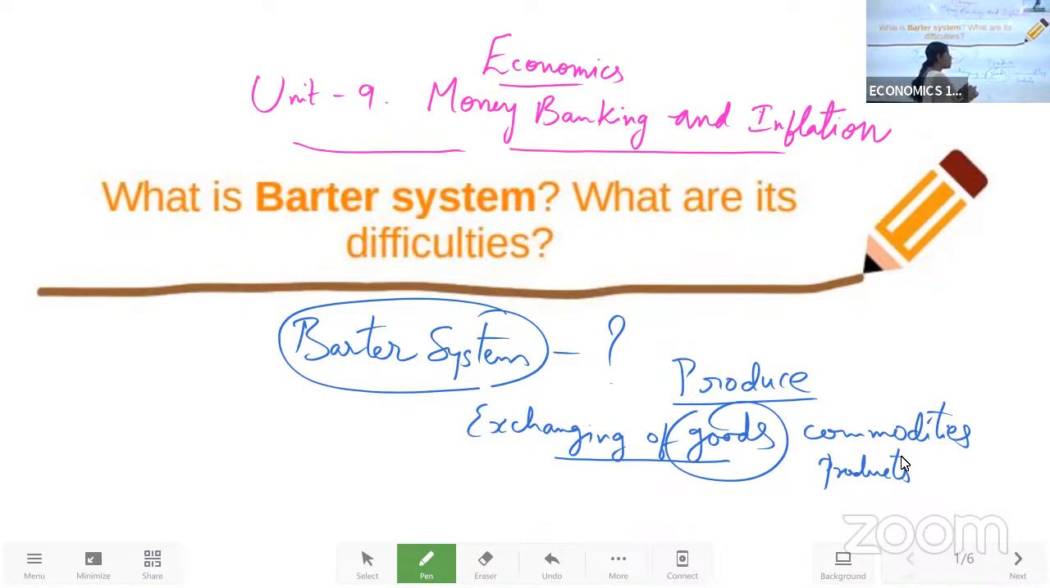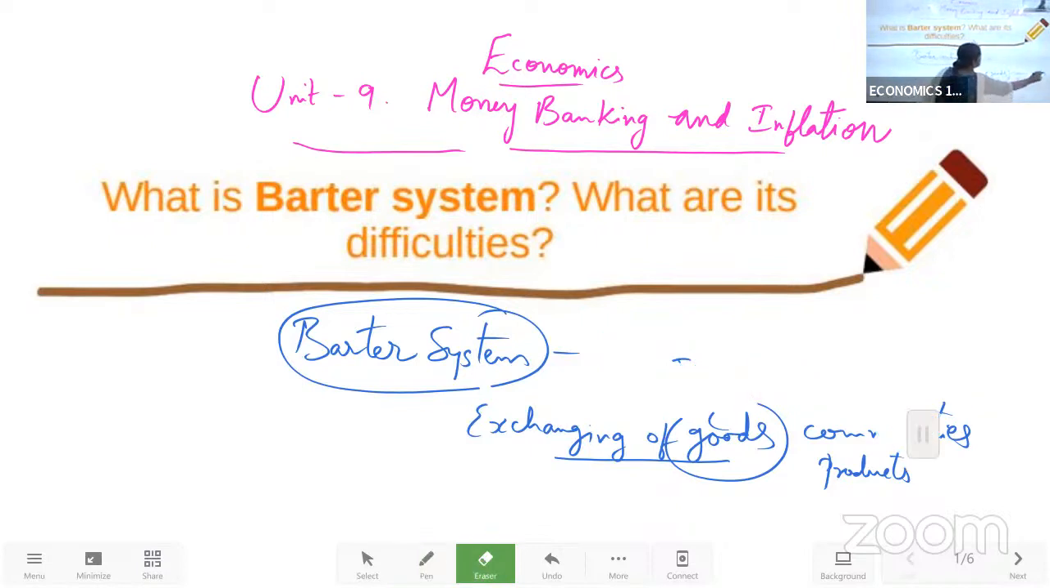When we are following this system, many difficulties arise. It is not easy to exchange our goods with other goods. There are so many problems that came in this. Though we followed it for many years, there are some difficulties in exchanging goods. Let me see what those problems we faced were, because of which we came up with money. Let's see what those problems are.